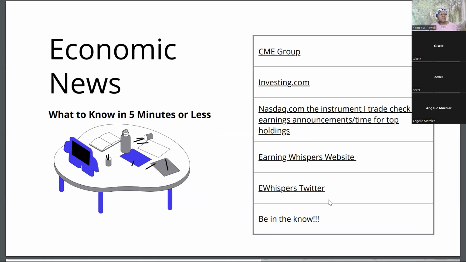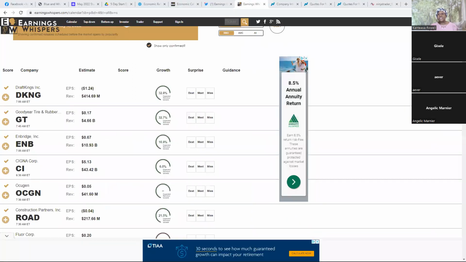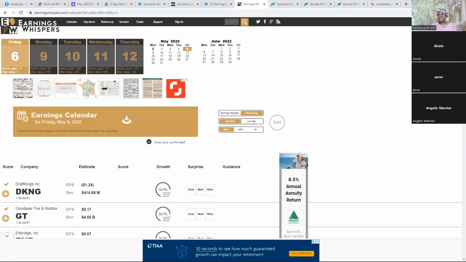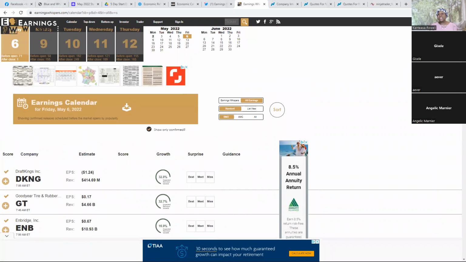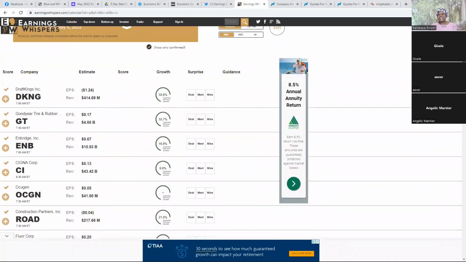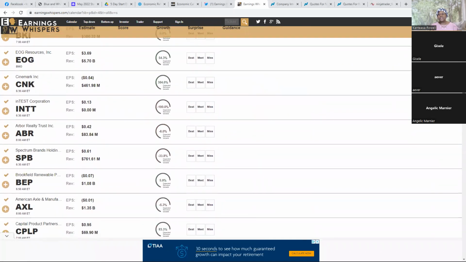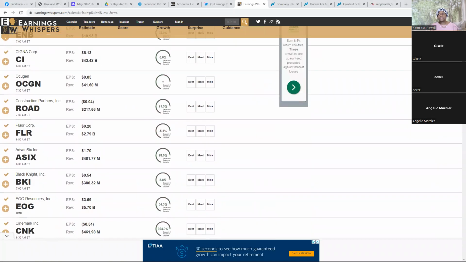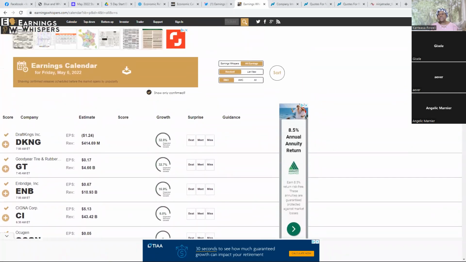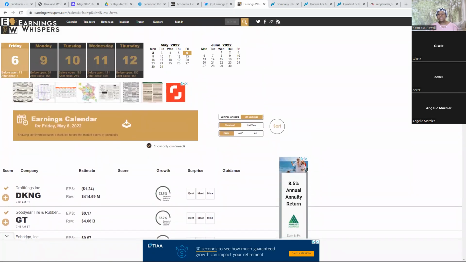So let's take a look at Earnings Whispers for a few seconds, and these are, in fact, the ones that are taking place on Friday, the 6th, Friday, May the 6th. Earnings Whispers is really thorough, and their sites are very easy to understand.